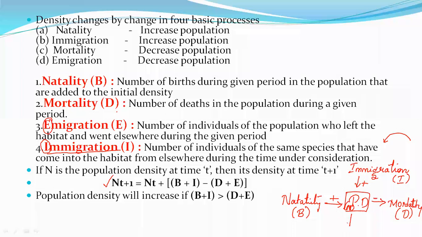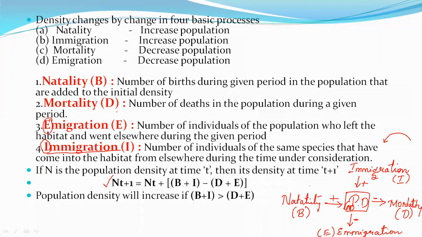Okay, now migration. We will take this as E. You can see here E. It is the number of individuals of the population who left the habitat and went elsewhere during the given period of time. They migrate from one place to another. So is there an increase or decrease in population due to this? There is decrease in population. Yes, very good.